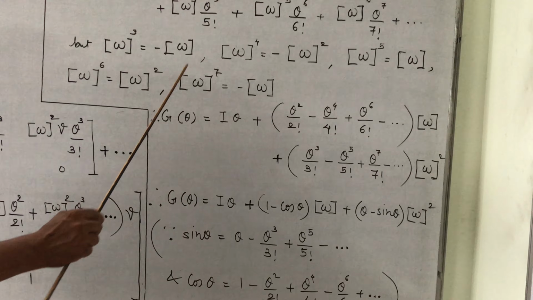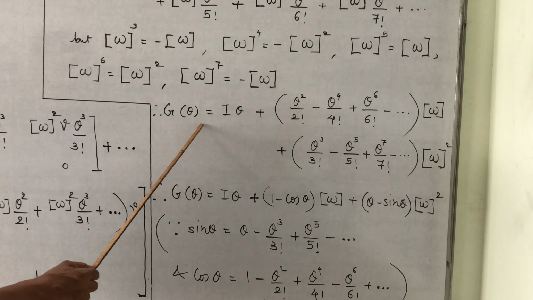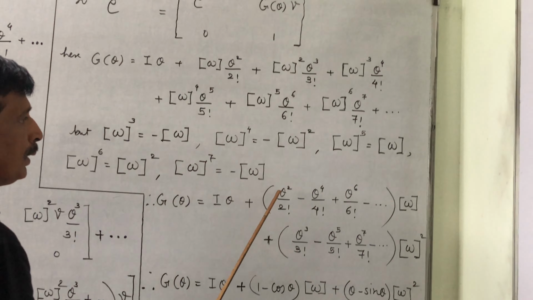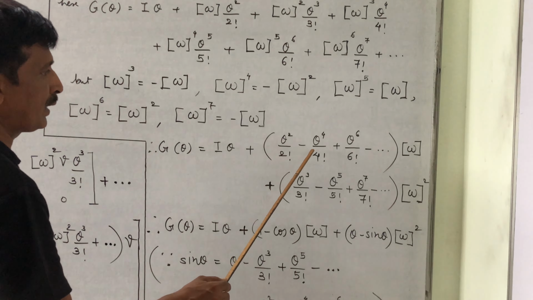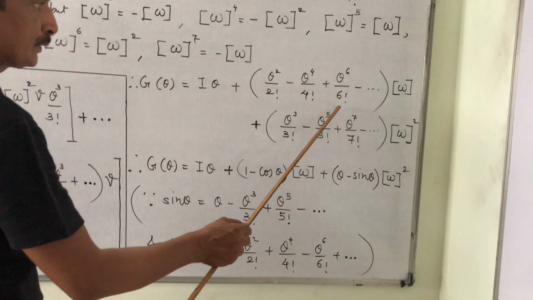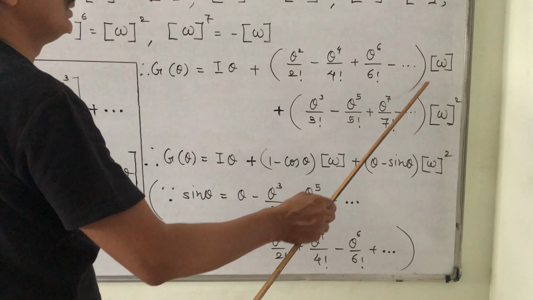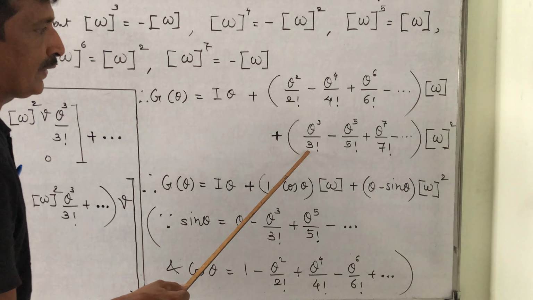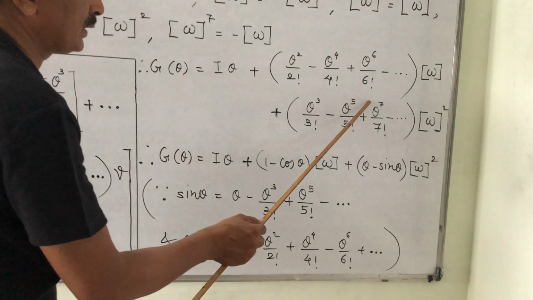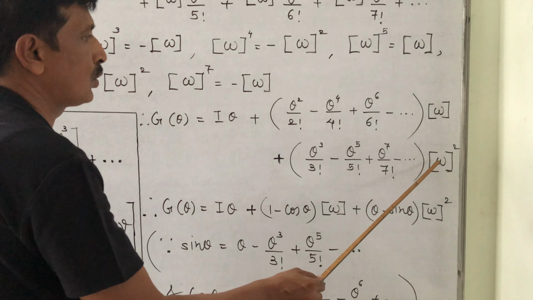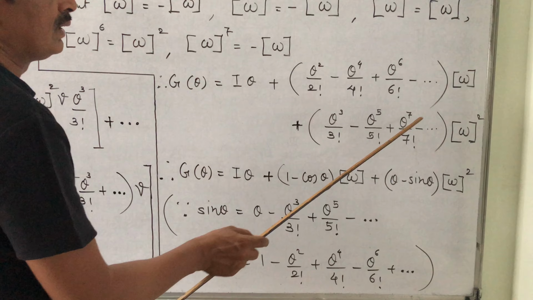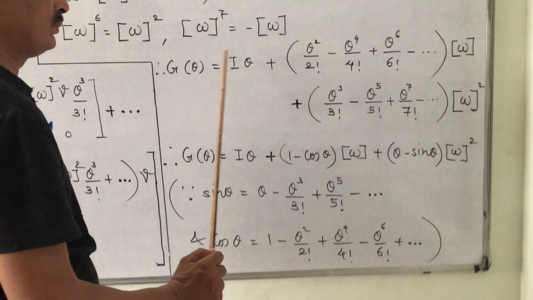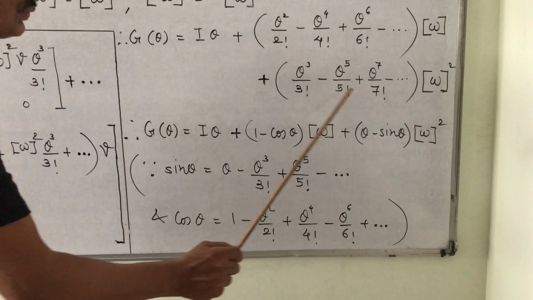So using these properties, g of theta, separating and adjusting the terms, g of theta is I theta plus theta square by 2 factorial minus theta raised to 4 by 4 factorial plus theta raised to 6 by 6 factorial minus and so on, omega, plus theta cube by 3 factorial minus theta raised to 5 by 5 factorial plus theta raised to 7 by 7 factorial minus dot dot dot, omega square. Separating, simplifying and separating the omega term and omega square term, we can reduce g of theta this way.